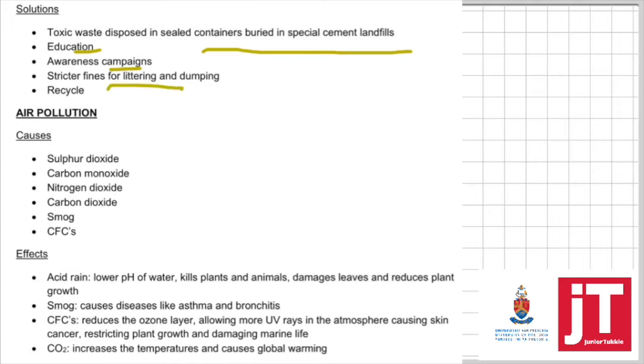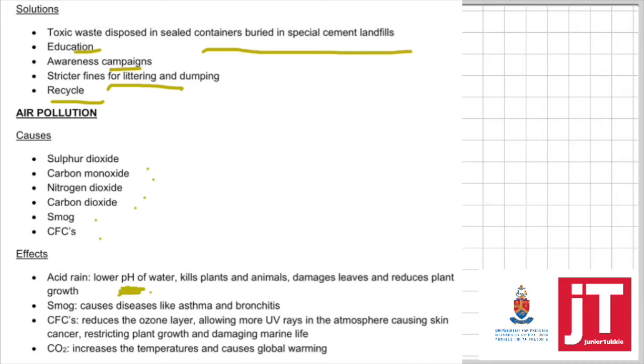Have strict fines for littering and dumping, and then recycling. Another problem is air pollution. What are the causes? Sulfur dioxide, carbon monoxide, nitrogen dioxide, carbon dioxide, smoke, and CFCs. These come from burning fossil fuels, aerosol cans, and just burning of coal. Now, what's the effect? Acid rain will be formed.